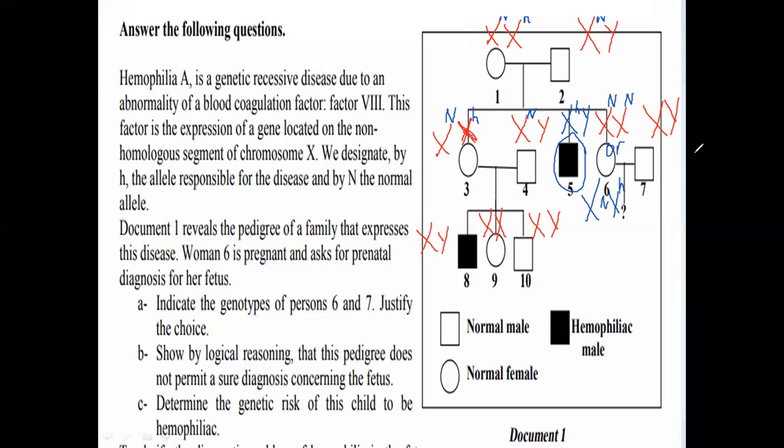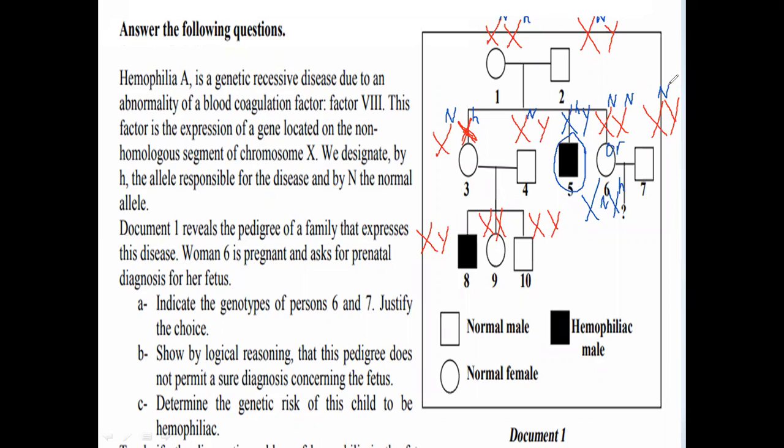The second one, 7: X and Y. It's impossible to be XHY, because if it were XHY he would be affected. Okay? Moving to individual 8. Individual 8, normal or affected? Affected.